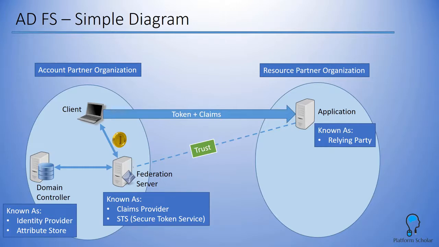But there's a lot of terminology that gets thrown around, specifically for the names of the servers or the parties. For example, the Federation server, since it's providing a token and also providing claims, is known as the claims provider or the secure token service, and it's often referred to by either of these depending on the context. The domain controller is considered the identity provider, and it's also the attribute store. So when the Federation server builds its claims, it's doing so with data that it finds in the attribute store, which is Active Directory. The application server that's relying on the claims and tokens issued by the Federation server is called the relying party.